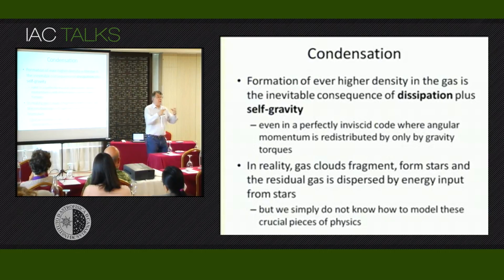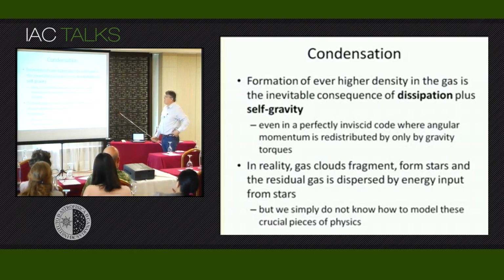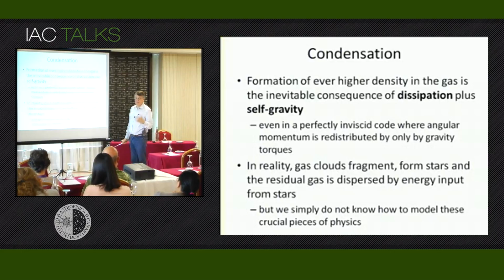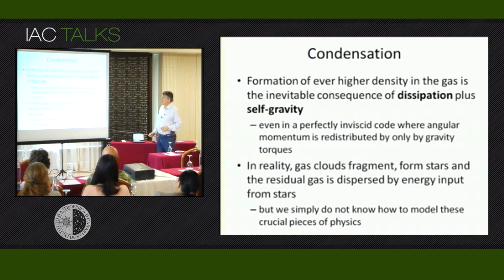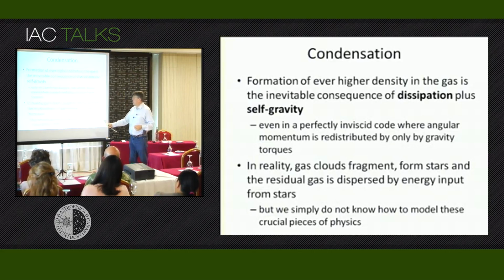Now, the result of self-gravity and of dissipation is that it's inevitable you will get a condensation of material. Even if there's no numerical viscosity, you've got a perfectly inviscid code with no numerical friction whatsoever, you can still redistribute angular momentum by gravity torques, and that will allow your gas to condense down into denser structures. And so this is an inevitable consequence of just including gravity with dissipation. And you can't avoid it, and it happens in everybody's simulations. And it happens in nature too.